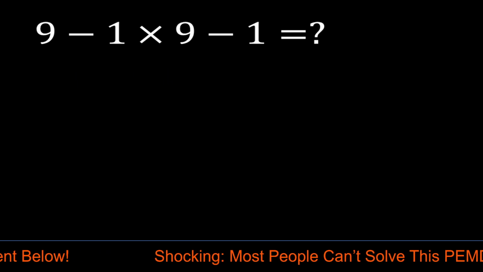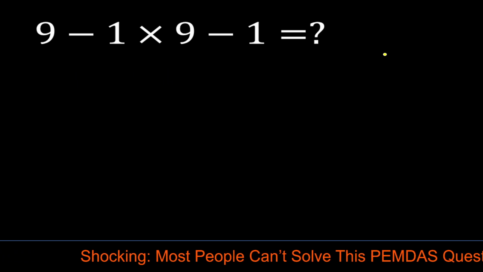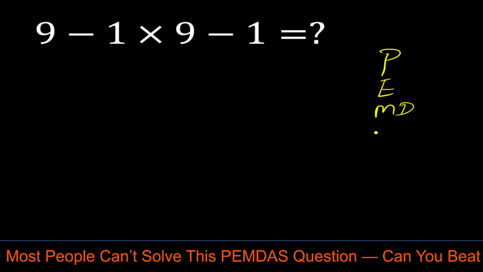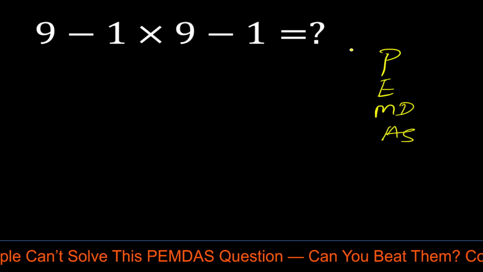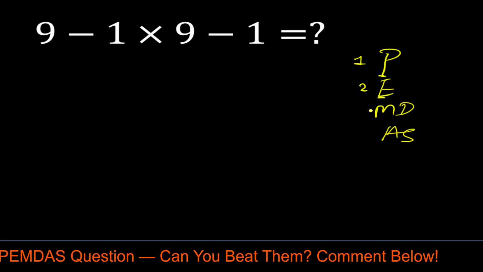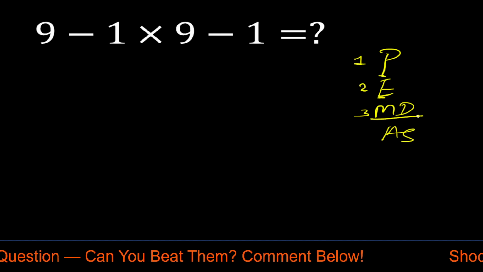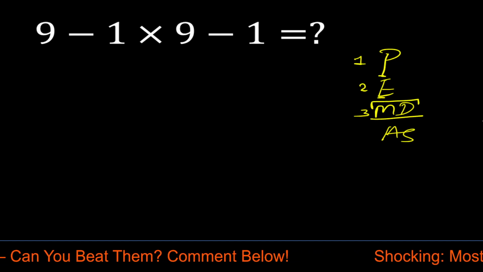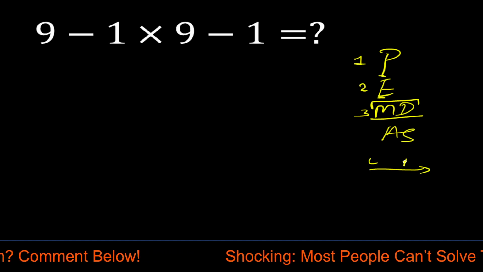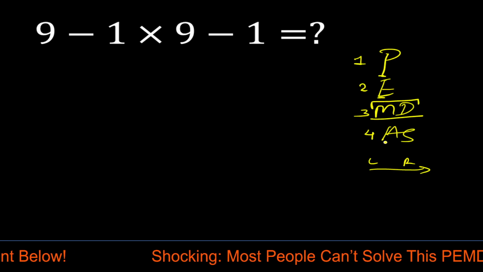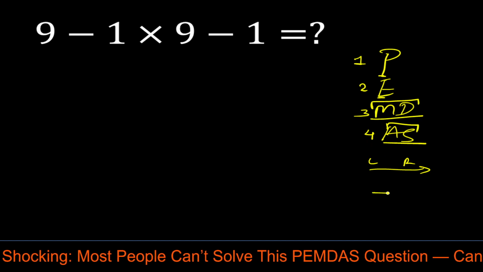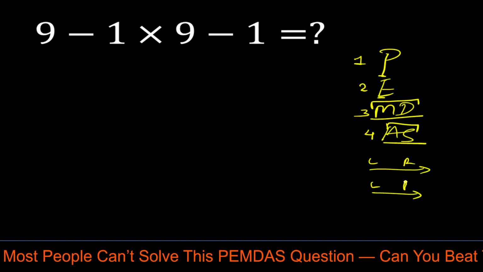So now let's solve this problem correctly by using a PEMDAS rule, right? So PEMDAS, P-E-M-D-A-S. According to PEMDAS rule, first priority is parentheses, then second priority is exponents, then third priority is multiplication and division. Here multiplication and division both have equal priority, so we have to solve it from left to right. Then fourth and last priority is addition and subtraction. Also addition and subtraction both have equal priority, so we have to solve it from left to right.